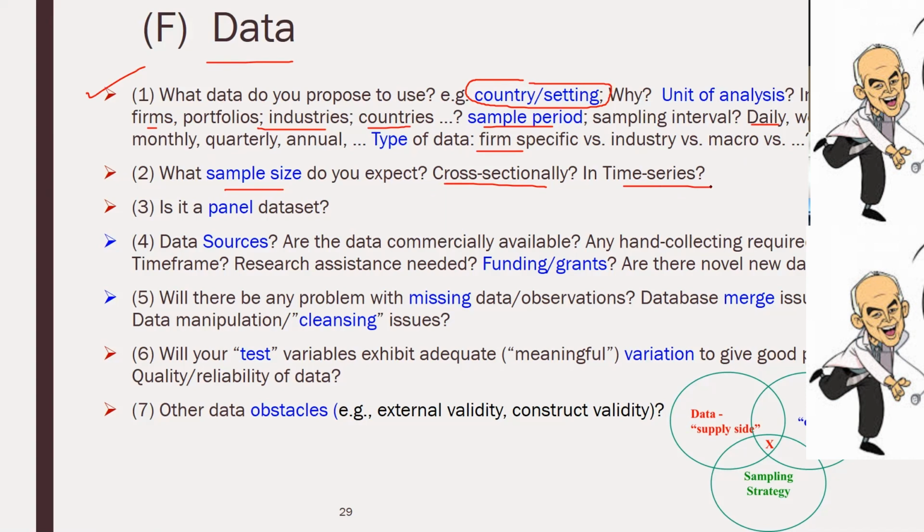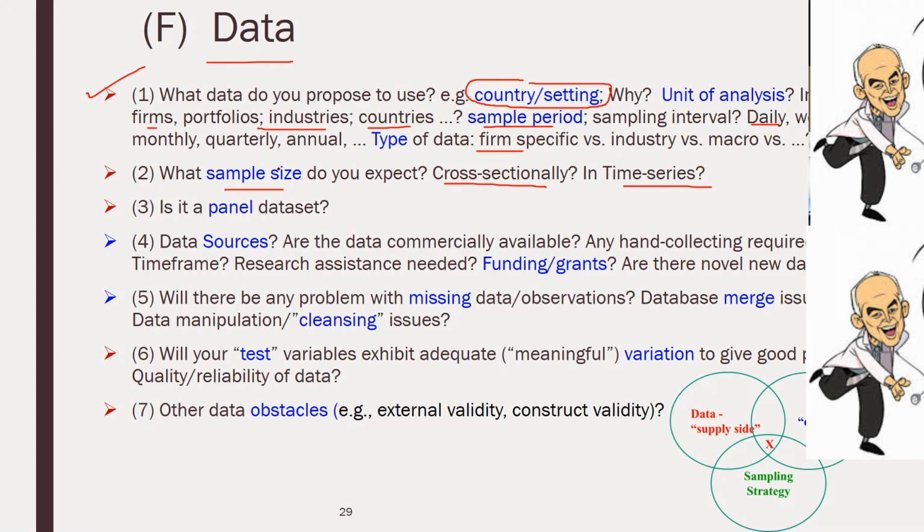Time series data only have one particular individual or one particular firm over the 10, 20 years, or over the 252 trading days. So one particular company. When it comes to cross-sectional, it is multiple companies in one time period. Like in 2020, you are collecting data for 500 firms.